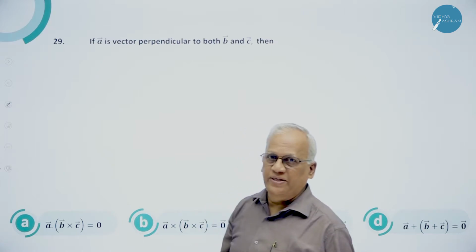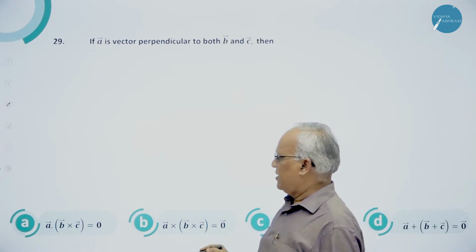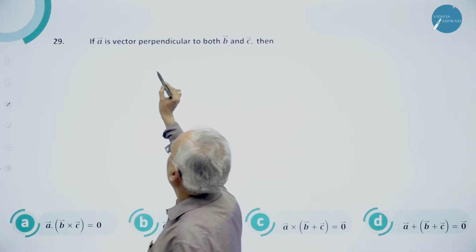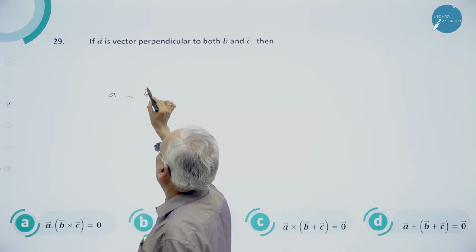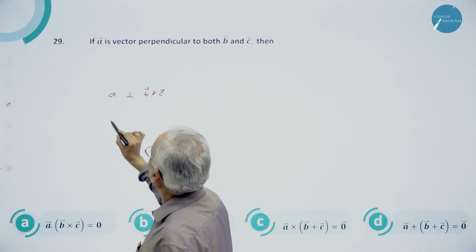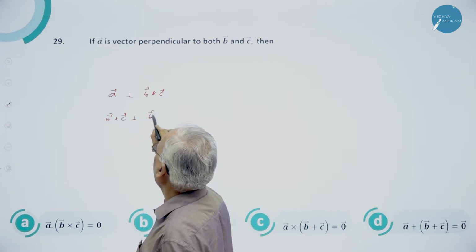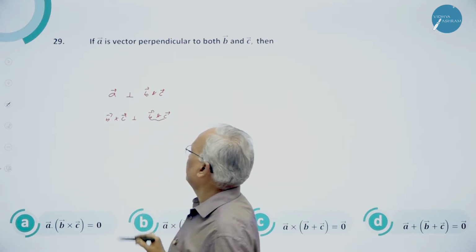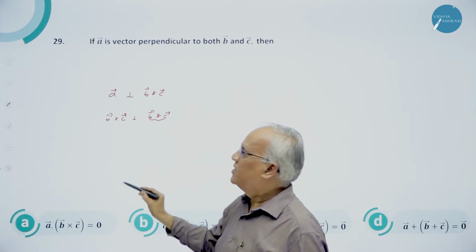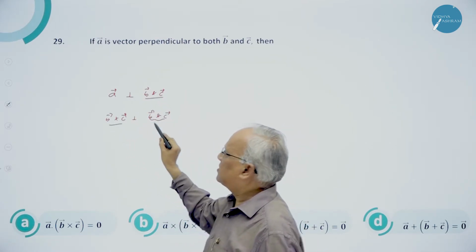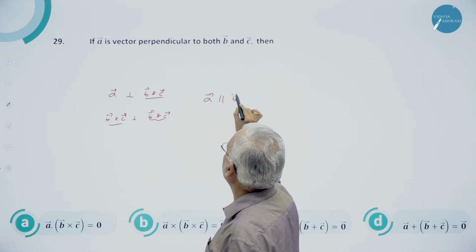Next, question number 29. If A is a vector perpendicular to both B and C, then what? A is perpendicular to B and C. And you know that B cross C is also perpendicular to B and C. Why? Because of the cross product definition. If you take the cross product of B and C, you get a vector perpendicular to both B and C. So A is perpendicular to B and C, B cross C is also perpendicular to B and C, which means these two are parallel. Therefore, vector A is parallel to B cross C.